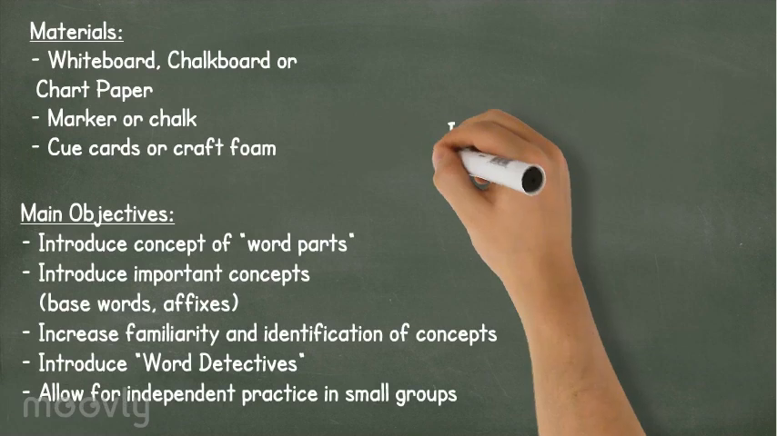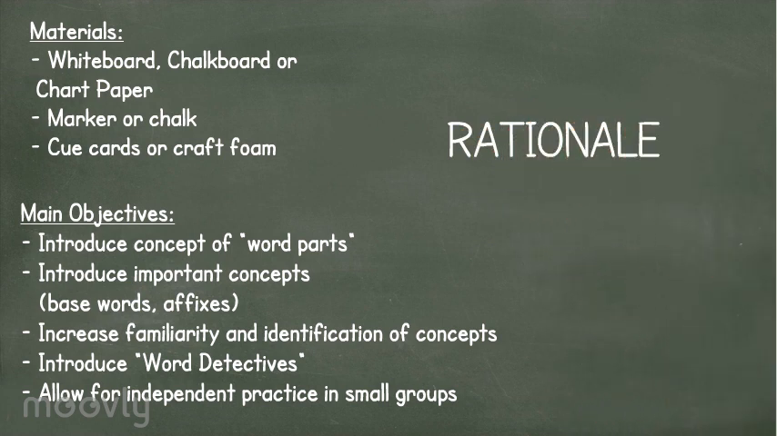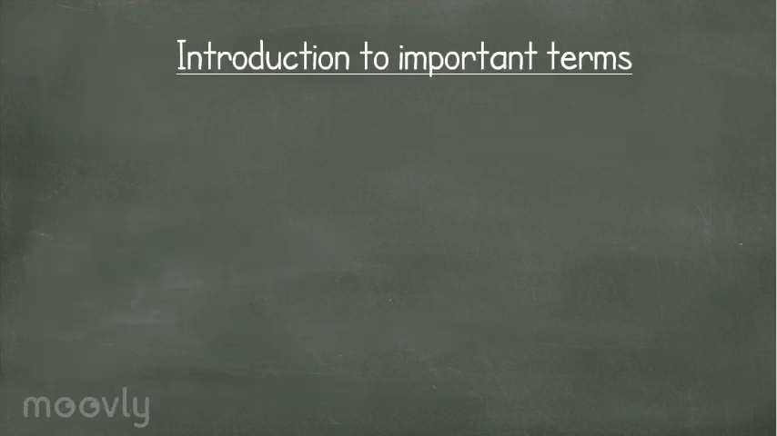Start by providing a rationale for studying word parts. You could say, we're going to be learning all about words. Words sometimes have different parts. We're going to learn about these word parts. This will help us with reading, spelling, and learning new words. This section should be quick. Next, introduce some of the important terms.